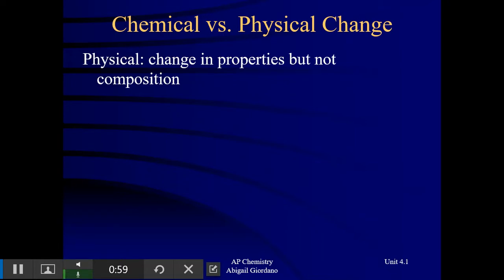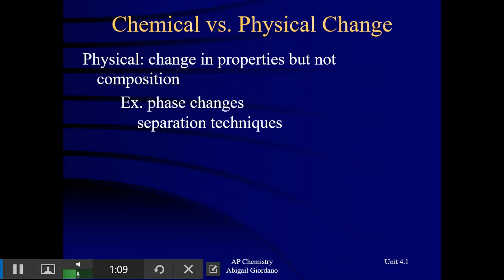Okay, so a physical change is changing some kind of a substance, but not changing its chemical composition. And I'll give you some examples. If a substance goes through a phase change, if an ice cube melts into water, if a sample of liquid bromine vaporizes into the gas phase, any kind of phase change, those are physical changes because the chemical composition of that substance remains intact.